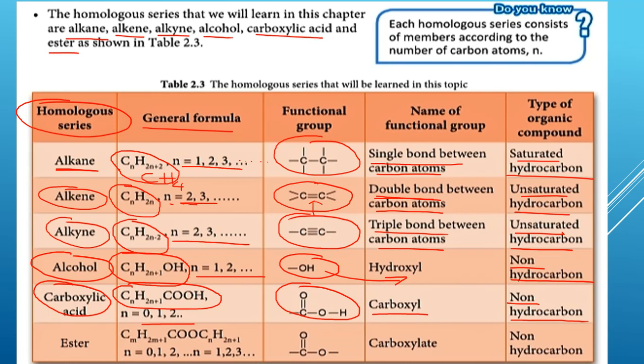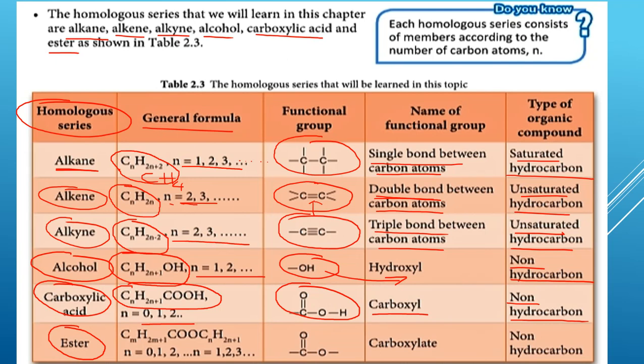Okay, and then we have also ester. Ester, the general formula is CmH2m plus 1 COOCnH2n plus 1. For the n, the n here starts with 0, 1, 2 and so on. For the m, typo, and the n start with 1, 2, 3 and so on.